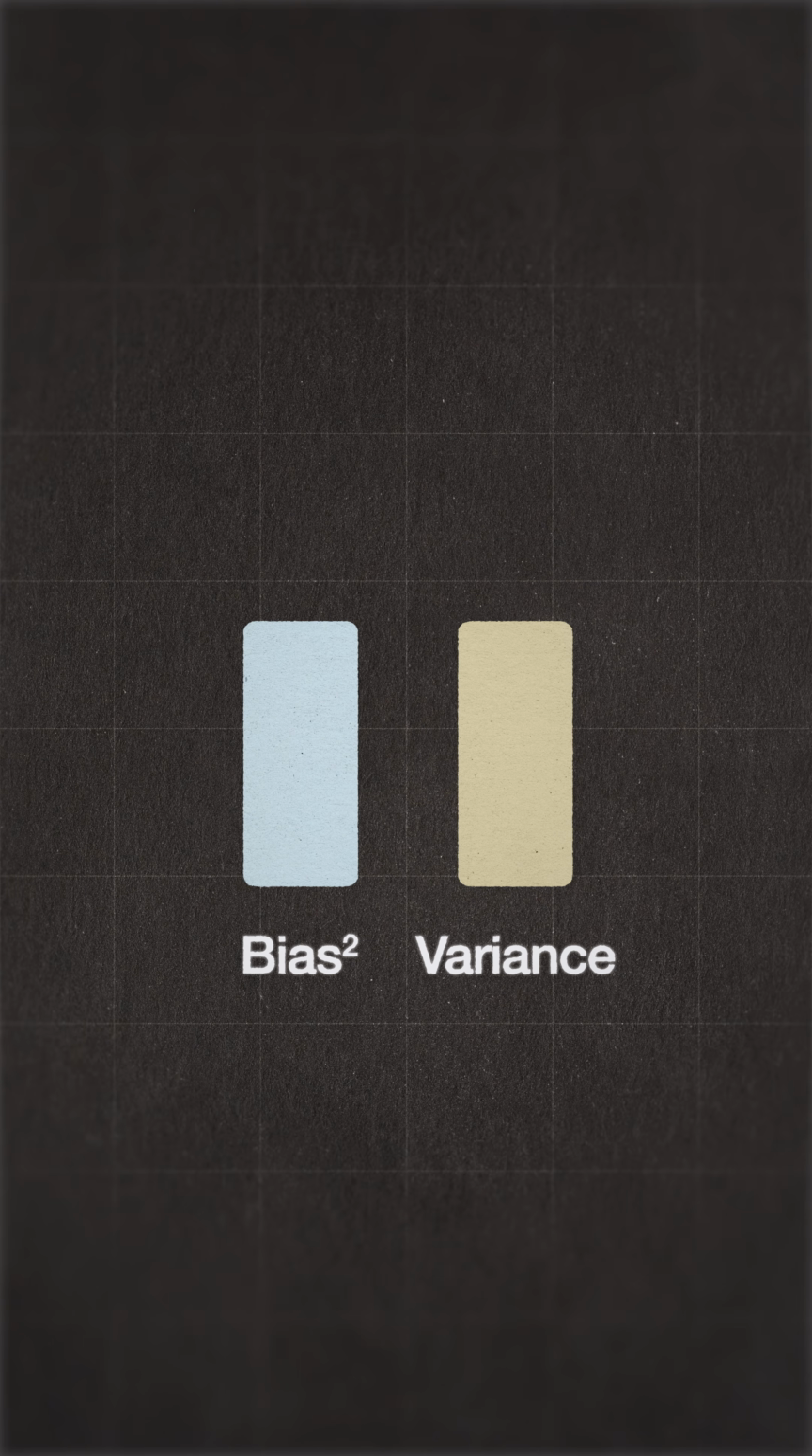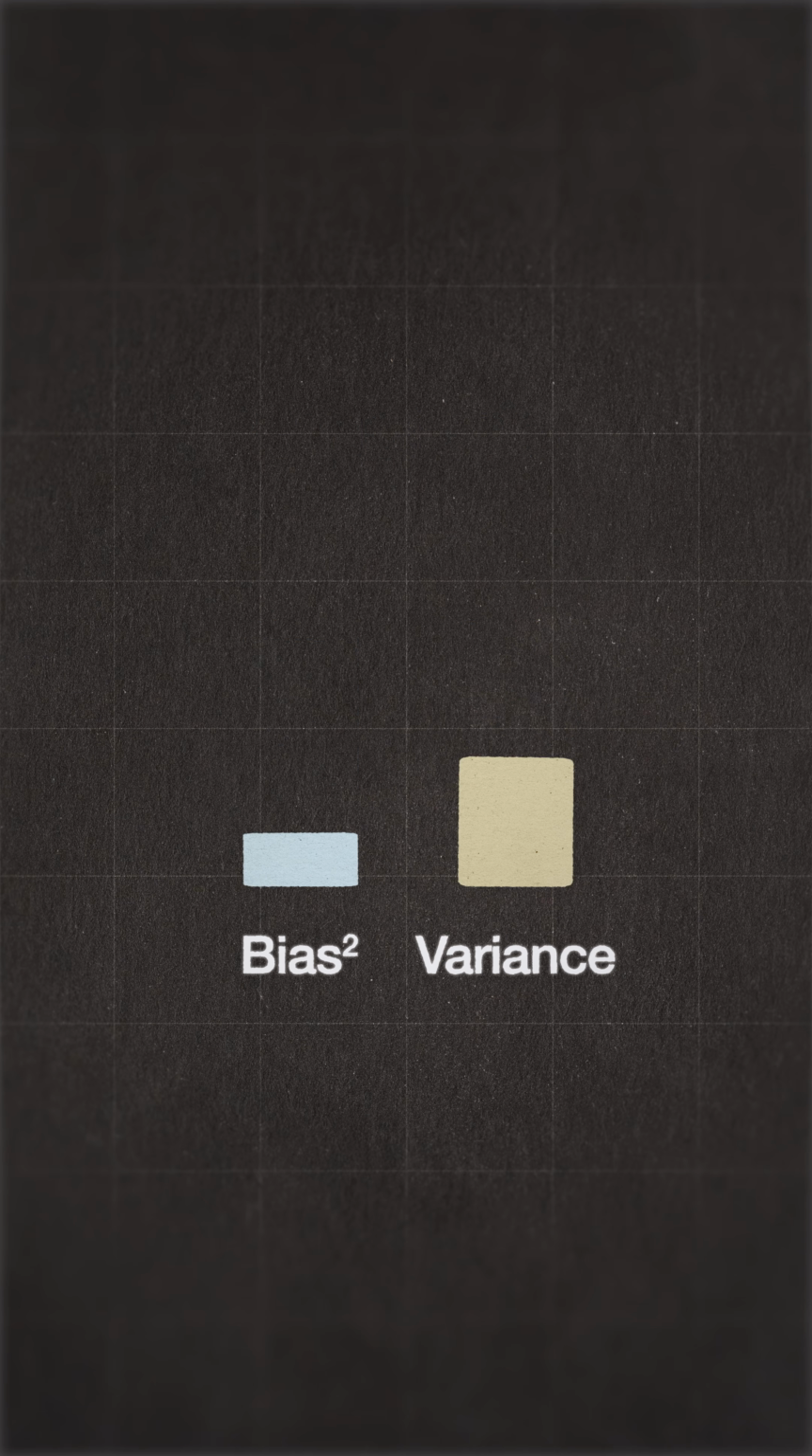Keep in mind, though, that this is an empirical pattern, not a universal rule. Sometimes we can improve a model and reduce both bias and variance at the same time.